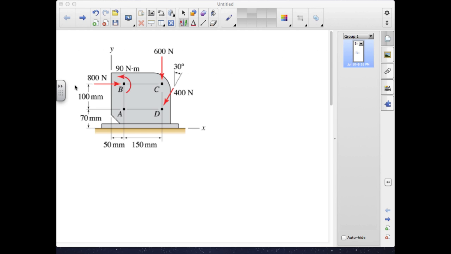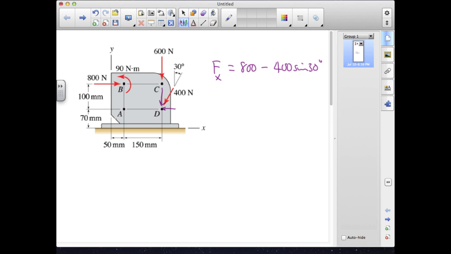This example is two-dimensional and begins with three forces and one moment, that is, a force couple. We want to find the equivalent force system at A. The resultant force is straightforward given that two of the three forces are aligned with the xy coordinate system. We will resolve the 400 Newton force into components along x and y, and then we can say that the resultant force in x is just 800 newtons minus 400 sine 30, and that gives us a net result of 600 newtons.